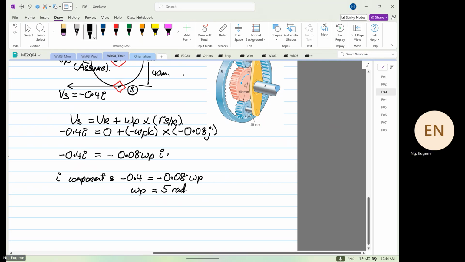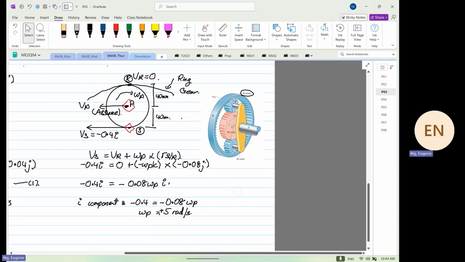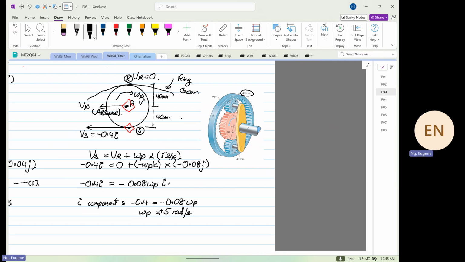radians per second. And it's positive, meaning that the omega P direction is correct. We knew it was correct in the first place. Yes or no? We were very sure it was correct in the first place.